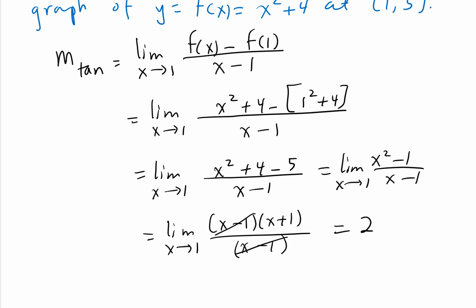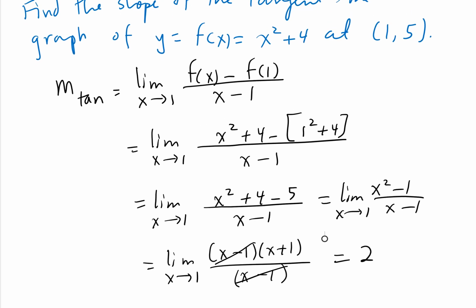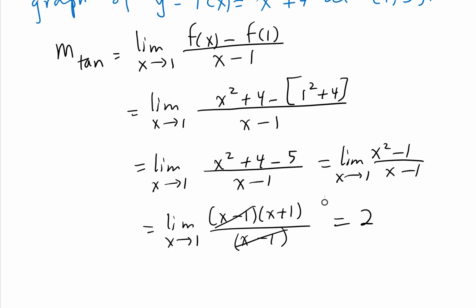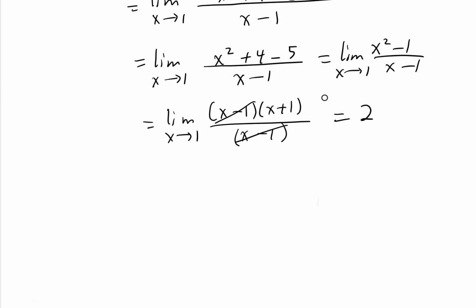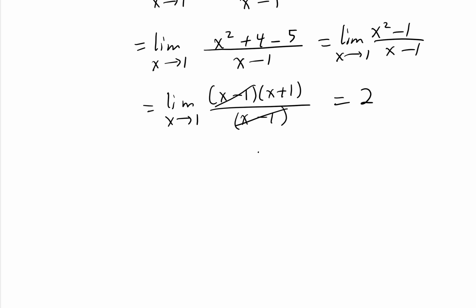So we found the slope, and remember they only ask us to find the slope. If they want us to find the equation, we can continue by finding y minus y1 equals m times x minus x1. Some people look at it in a different way. You know how we found the limit of f of x minus f of a?